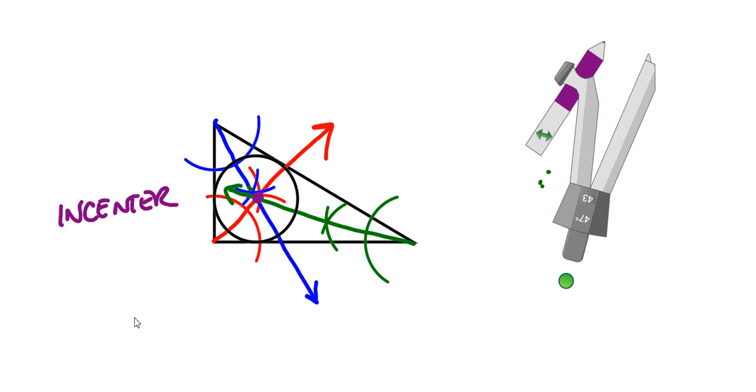Why does that hold? Well, the key comes from what we know about angle bisectors. We know that every point on this green angle bisector is just as far from that side as it is from that side. And that's kind of what a bisector of an angle is expected to do. We know that every point on this blue angle bisector is just as far from this side as they are from this side. And we know that every point on this red angle bisector is just as far from this side as it is from this side.